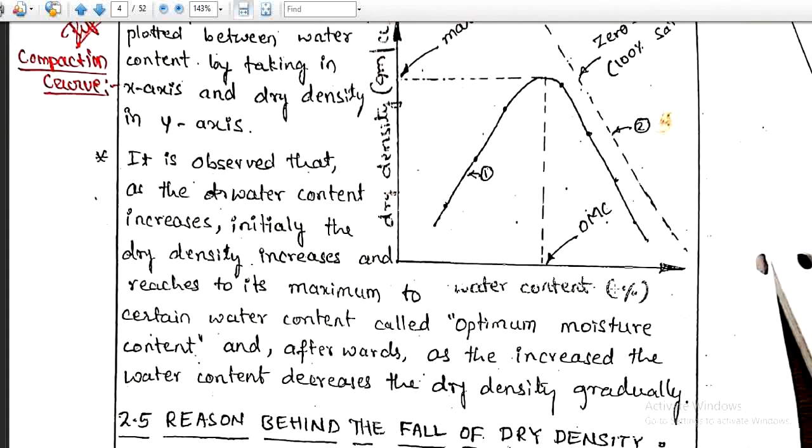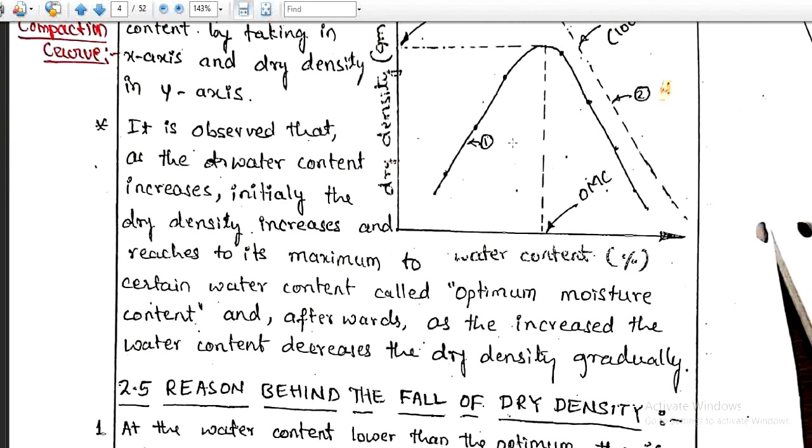The water content at that point is called the optimum moisture content. Whenever the dry density reaches the maximum value, whatever the water content is at that point, that particular water content is called the optimum moisture content. And afterwards, as water content increases, a gradual decrease in dry density takes place. You can see over here, after this particular point, as the water content increases, the dry density gradually goes on decreasing. Okay, so these are the characteristics of this particular compaction curve.